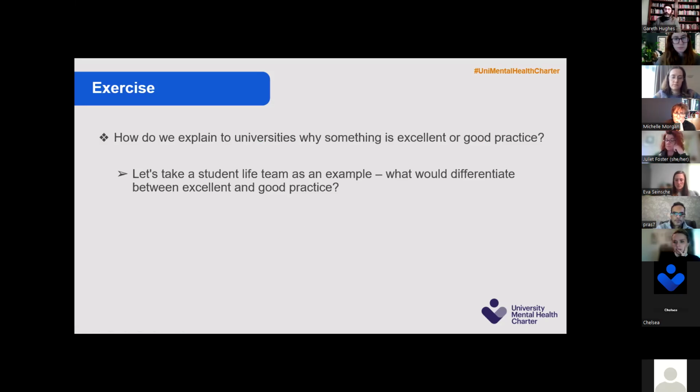If we just come back and have a conversation with me when you come back about what you think the difference would be between a student life team that was really excellent and one that was doing just good practice, the kind of practice we would expect to see in a university that had a good whole university approach. Yeah. So if we can put everybody into breakout rooms just for 10 minutes, please, Amanda, and I'll see you all again in 10 minutes.